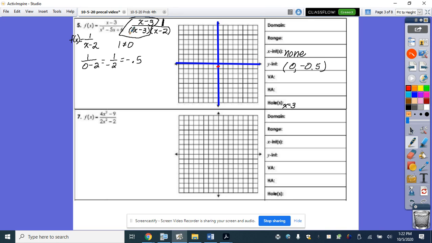All right, and then the next thing I need to do is my vertical. So I need to set x minus 2 equal to 0. So that's x equals 2. So at 2, I need to draw me a dash line here.